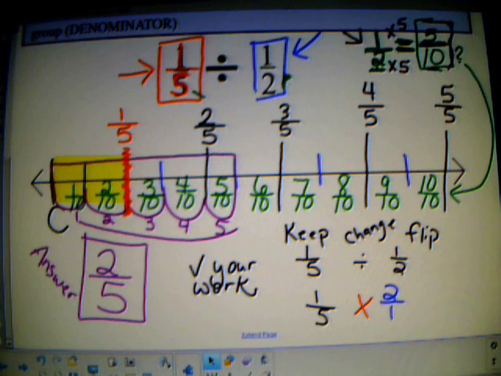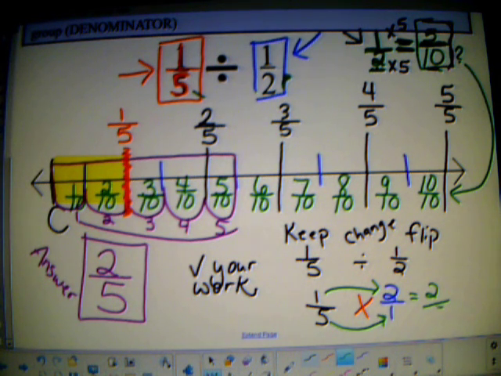Now I can simply multiply. 1 times 2 equals 2. 5 times 1 equals 5. 2/5 and 2/5. So I know that the answer on my model is correct.